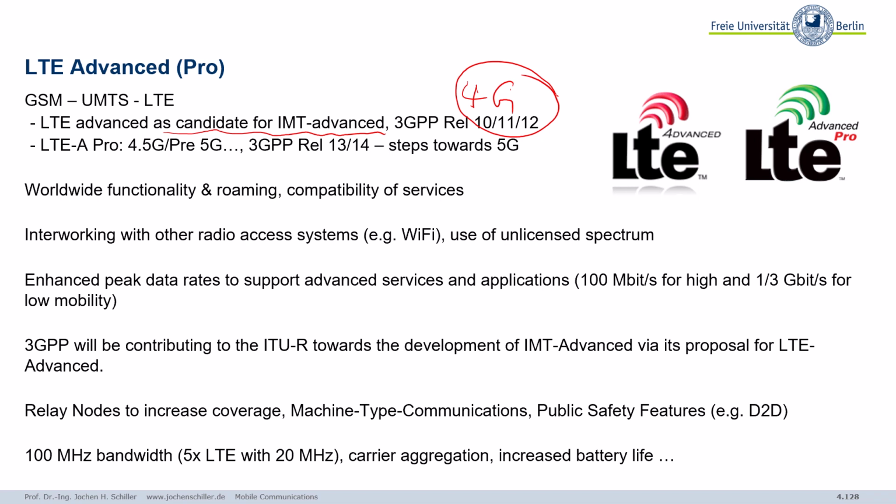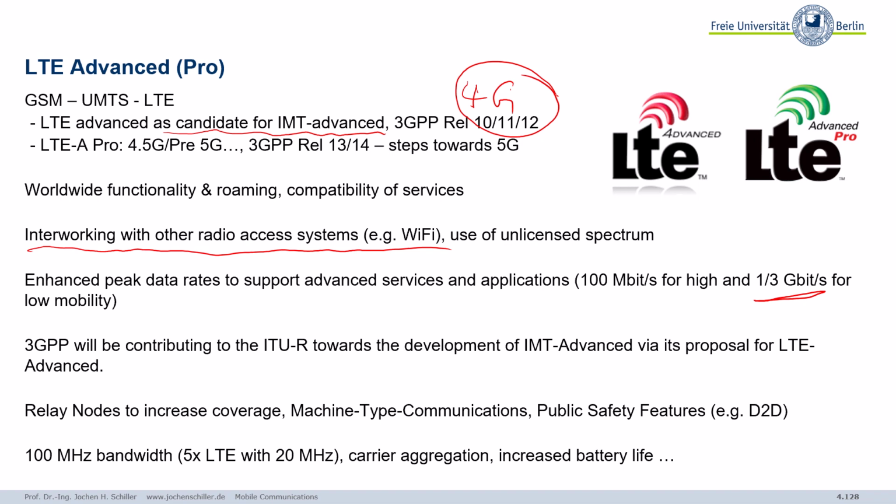So the idea there of LTE Advanced, sure, worldwide functionality, roaming, compatibility with services, but now also interworking with other radio systems. So Wi-Fi, wireless LANs. LTE can make use of unlicensed spectrum to increase data rates, can combine wireless LAN and LTE technology. The data rates are higher, 100 megabit, 1 up to 3 gigabit per second for low mobility, not for this 350 kilometers per hour, but at least 100 megabit per second for high mobility.